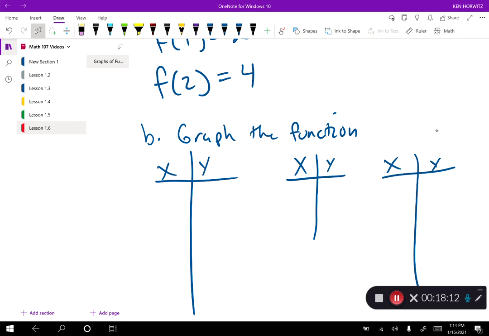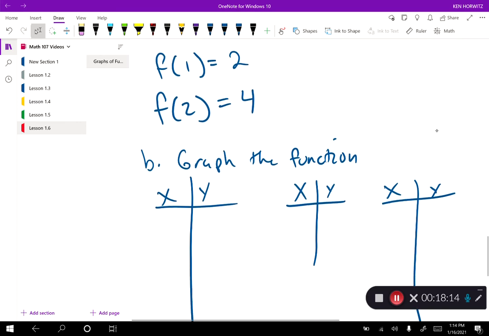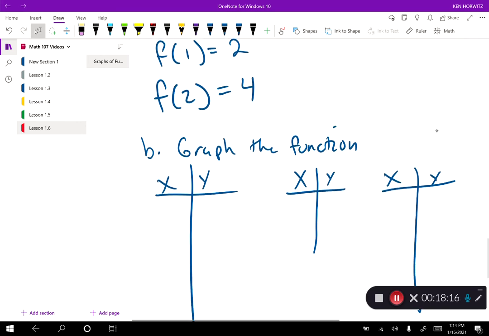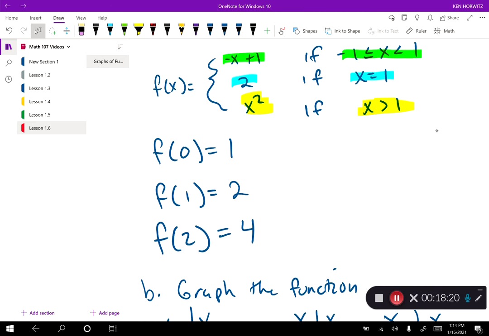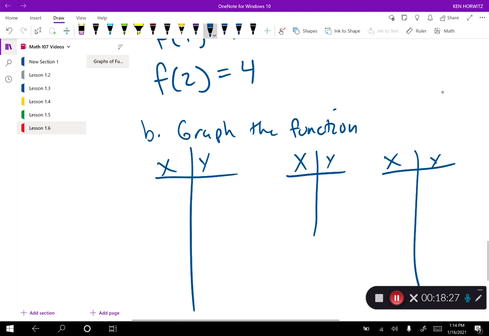Okay? So I want you to pause the video. You're going to make 3 tables of values. The reason we're making 3 is because we have 3 different rules here. So this could be table 1, table 2, table 3. I want you to think about how you would set this up. When you're ready, come on back and we'll talk about the answer.